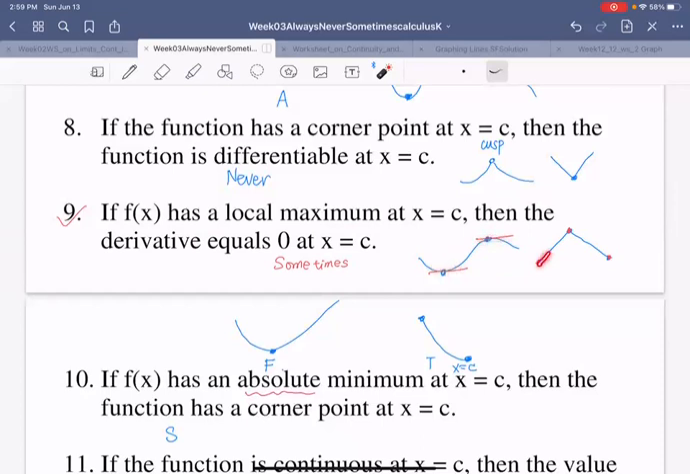But you forget about those scenarios with a cusp. This one has a maximum here, but the derivative does not exist at the cusp point. So to do those sometimes, never, always questions, you always want to use those cusps to help you get the correct conclusion, okay?